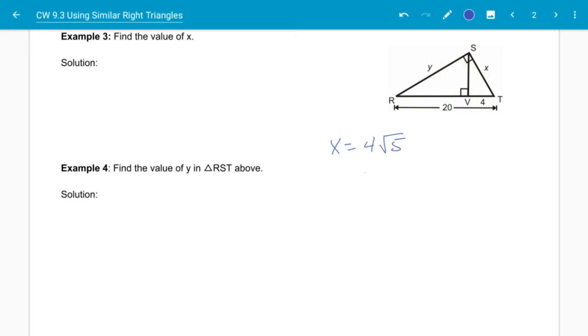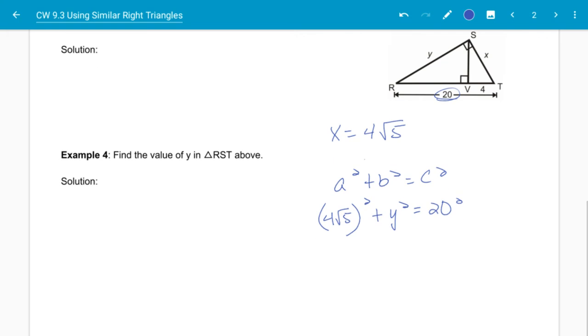Now, there's another way that I could do this by using equal parts, but we'll just use the Pythagorean theorem on this. So I've got a squared plus b squared is equal to c squared. I can take the entire hypotenuse as being 20, and my legs are x and y. So one of my legs is 4 square root of 5, squared, plus y squared is equal to 20 squared.